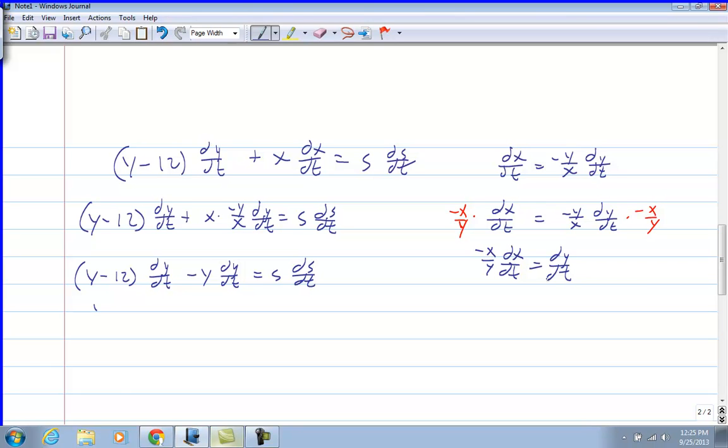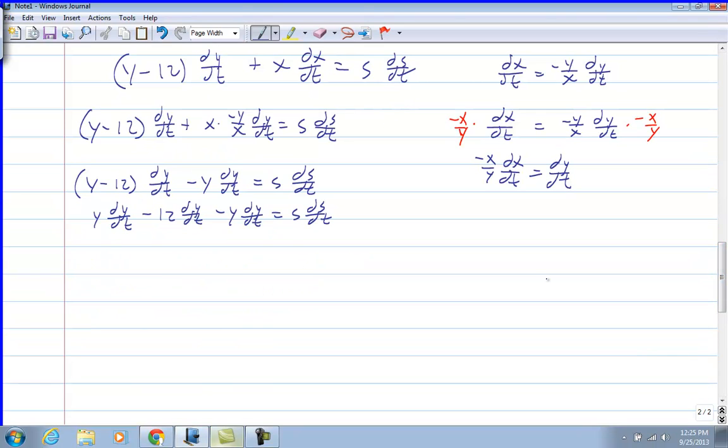Now if I distribute the dy/dt, this would be y dy/dt minus 12 dy/dt minus y dy/dt equals s ds/dt. So we have a y dy/dt and a minus y dy/dt. Now, I think you can see that's going to be minus 12 dy/dt equals s ds/dt, so that our dy/dt is going to be equal to s over negative 12 ds/dt.